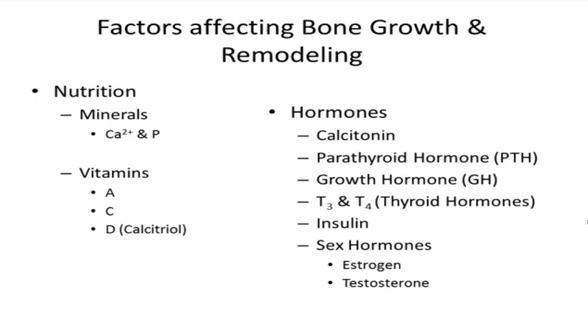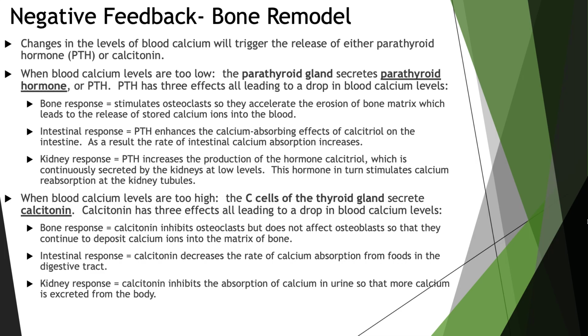There are several factors that are going to affect this bone remodeling. One is the availability of nutrients, whether it be calcium or vitamin A, vitamin C, vitamin D, and then all the hormones that we just talked about. This remodeling occurs under negative feedback hormonal control, and changes in the level of blood calcium will trigger the release of either parathyroid hormone, PTH, or calcitonin.